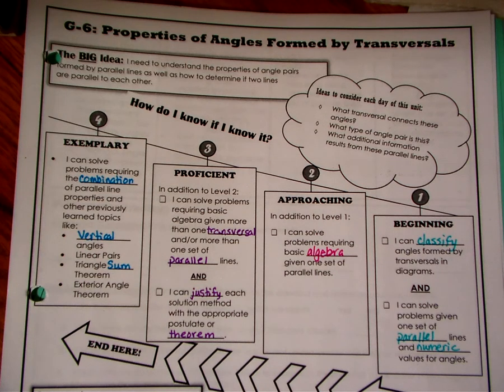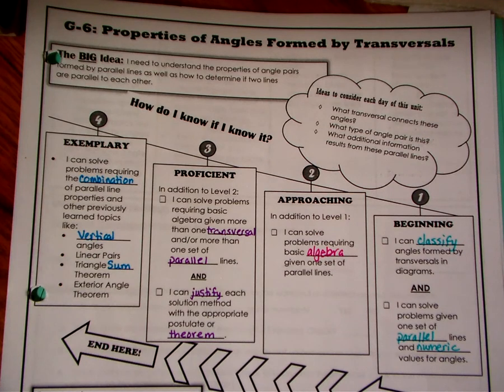Okay, you are at the approaching level, level 2, if you can also solve problems requiring basic algebra given one set of parallel lines. Okay, so level 3, you are considered proficient if you can do the first two, and you can also solve problems requiring basic algebra given more than one transversal and or more than one set of parallel lines. And you can also justify each solution method with the appropriate postulate or theorem.